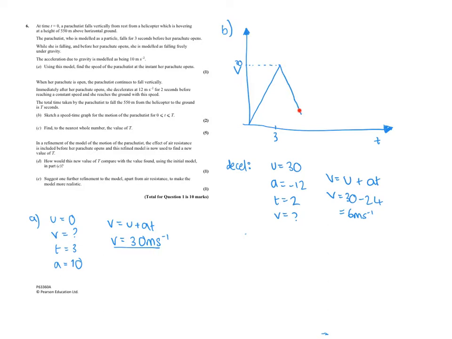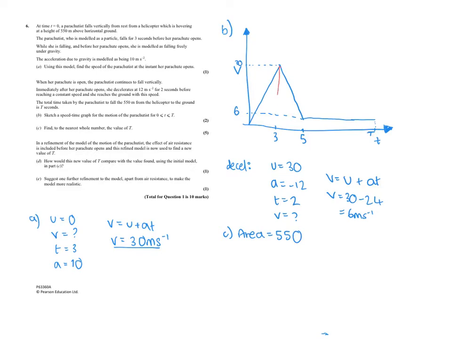It's a constant deceleration, so it's a straight line. We know that the time will be 5, because it's 3 plus another 2 seconds. The speed is at 6 meters per second. We then have her reaching a constant speed, and she reaches the ground. A constant speed is a horizontal line, and we know it goes till time is t.